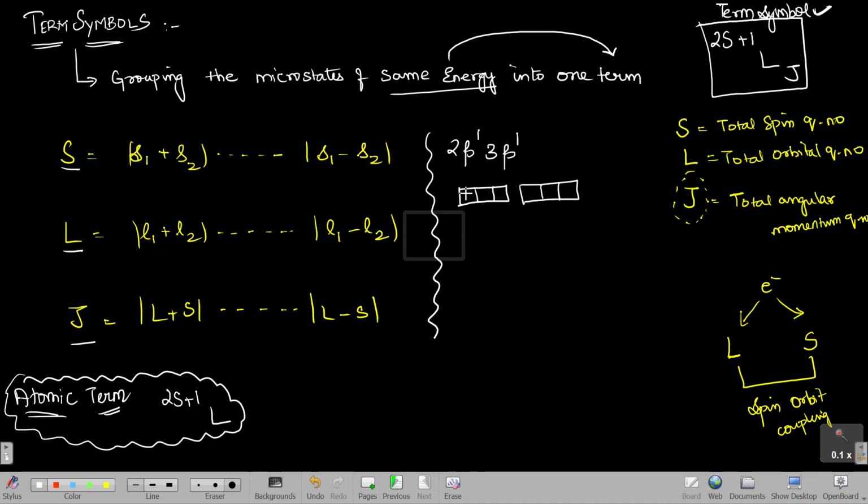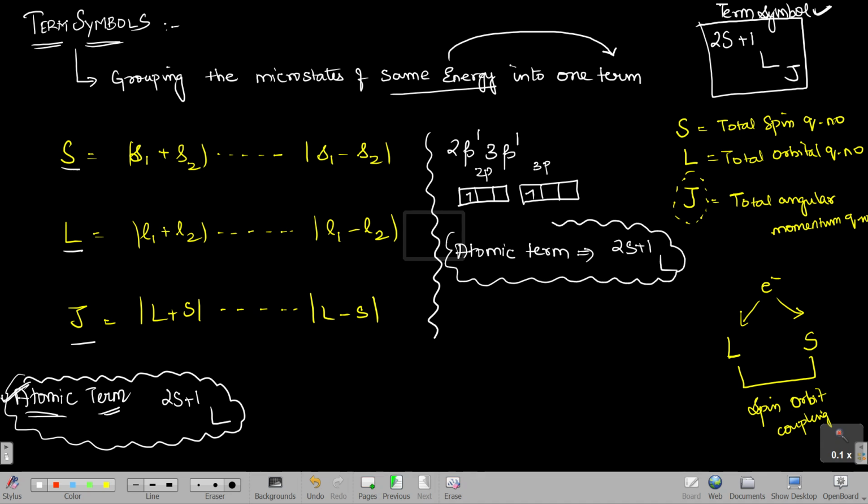So it's going to look like this, right? You have a 2p1 electron and a 3p1 electron. Now what we need to do here is find out the atomic term. So what is the formula? For the atomic term, the formula is 2S plus 1 L. Now, first let us find out the S value.